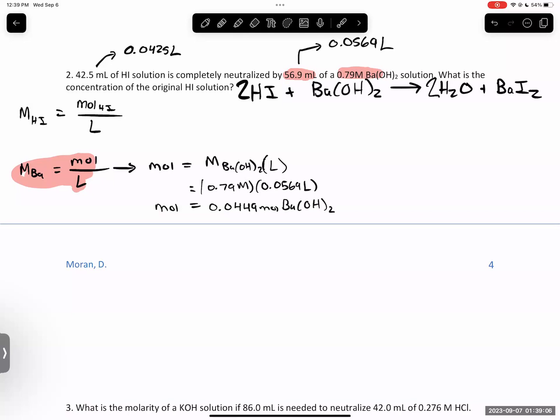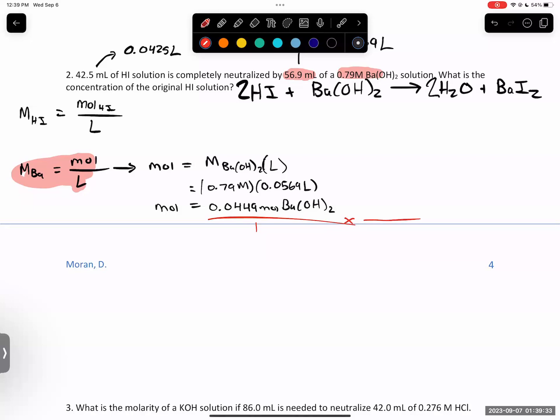Okay. So we just found moles of barium hydroxide from using the information of the solution of barium hydroxide that we're given, right? So now that we have moles of barium hydroxide, it's something that we've done since we calculated the limiting reagents. We convert from moles of one thing to moles of the other thing, using the balanced chemical equation. So how many moles of barium hydroxide react with how many moles of HI? What's the mole ratio?